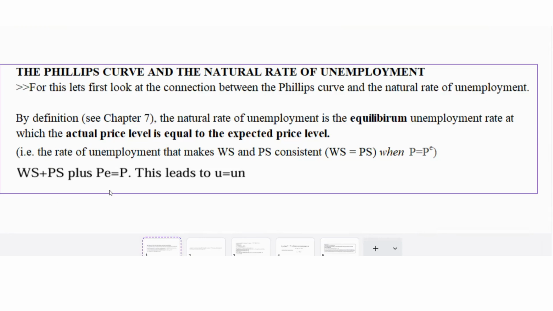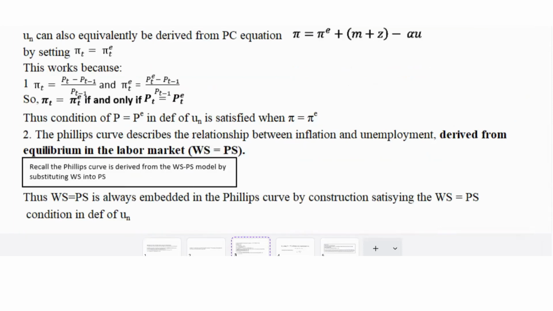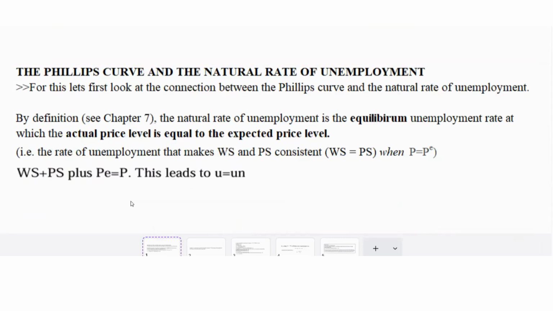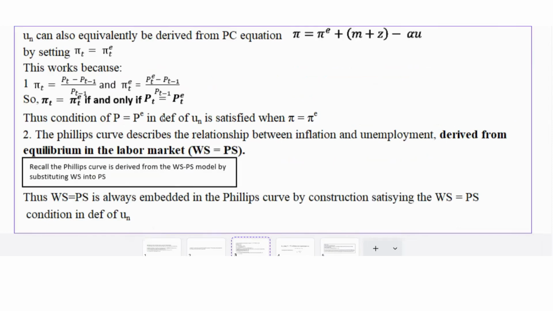The reason we can find the natural rate of unemployment from the Phillips curve equation by setting actual inflation equal to expected inflation is that, when you set pi t equal to pi e t, the P equals PE condition is satisfied. We've seen why: pi t equals pi e t if and only if Pt equals PEt.